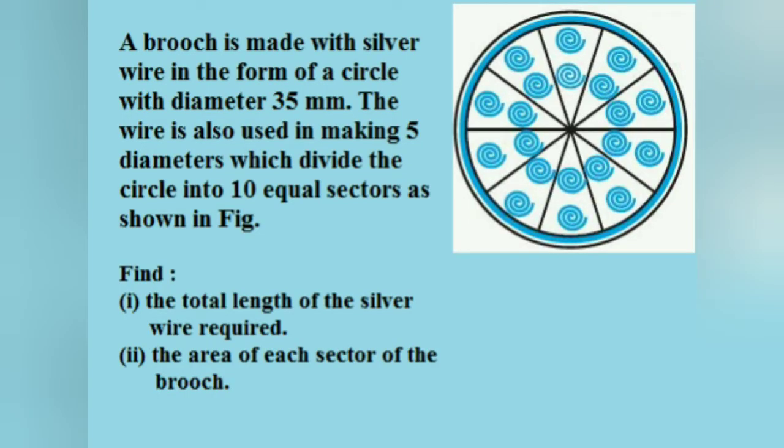Another important question: a brooch is made with silver wire in the form of a circle with diameter 35 mm. The wire is also used in making 5 diameters which divide the circle into 10 equal sectors as shown in the figure. Find the total length of the silver wire required and the area of each sector of the brooch.